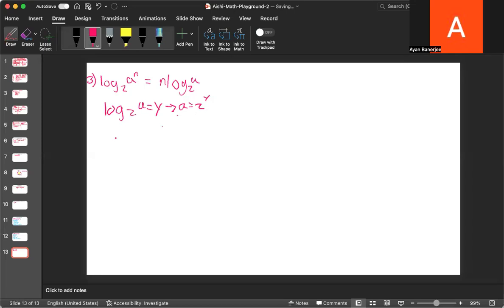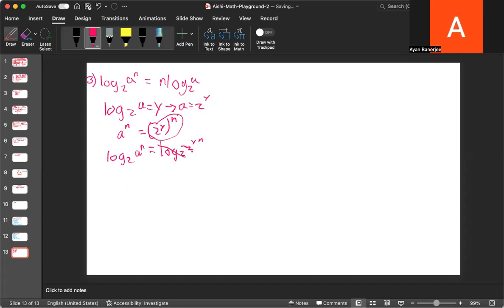Then with this information, we have a to the power n is equal to z to the power y to the power n. But we don't have to prove this. We have to prove that log z a to the power n is equal to n log z a. So let's take log z on both sides. So log z a to the power n is equal to log z. This whole thing is going to turn into z to the power y n.